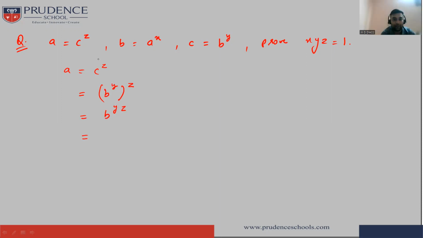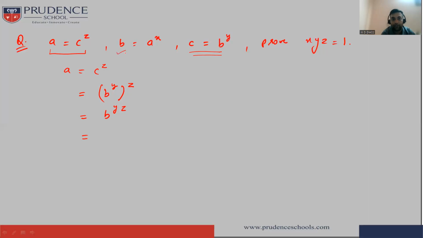Okay, now let's just start the question. We will take this one first. A is equal to c raised to power z, and then we will replace the value of c here. c is given as b raised to power y. So we will replace it: b raised to power y whole raised to power z. And then b raised to power yz.